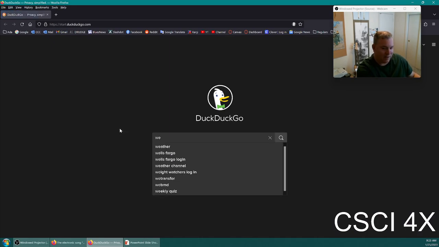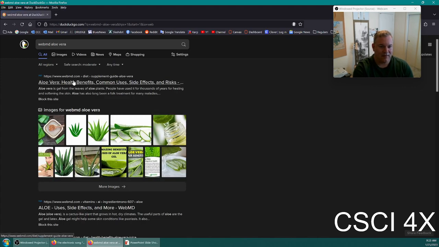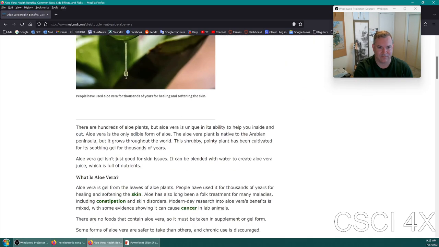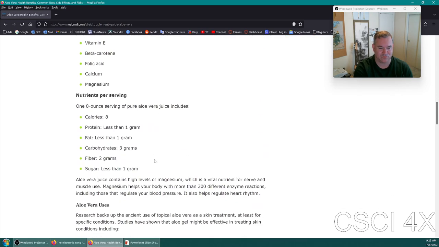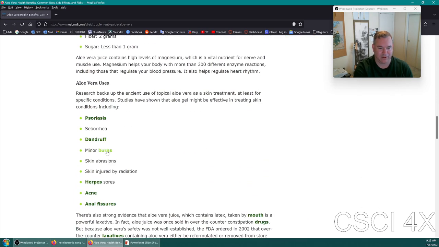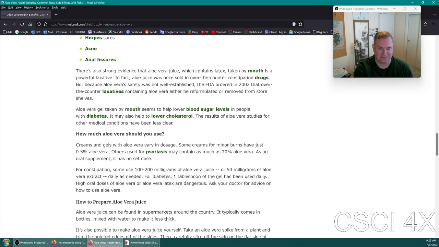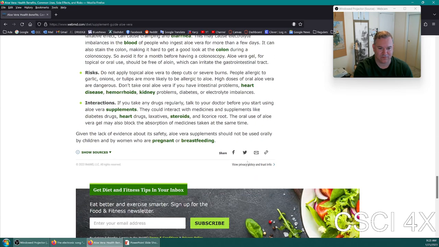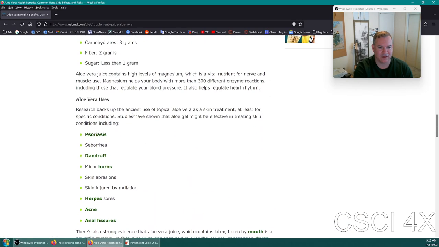So maybe, yeah, WebMD aloe vera. All right, supplement guide. Here we go. People have used aloe vera for thousands of years for healing and softening the skin. Benefits: relieves heartburn, constipation, IBS, minor burns, anal fissures. Psoriasis, aloe vera juice, aloe vera risks. I don't see anything on here for sunburn unless we're talking about like.